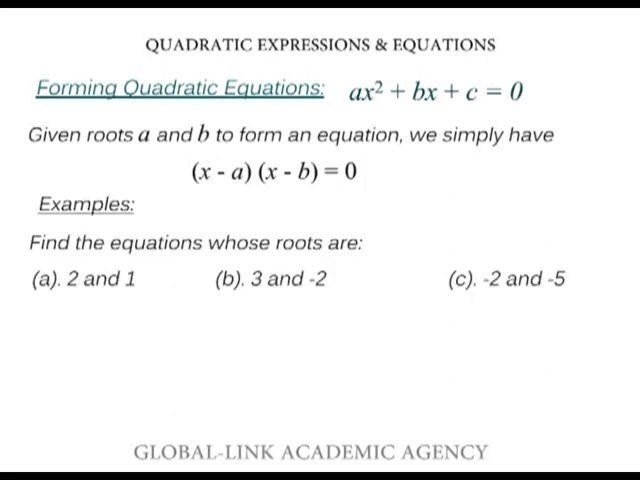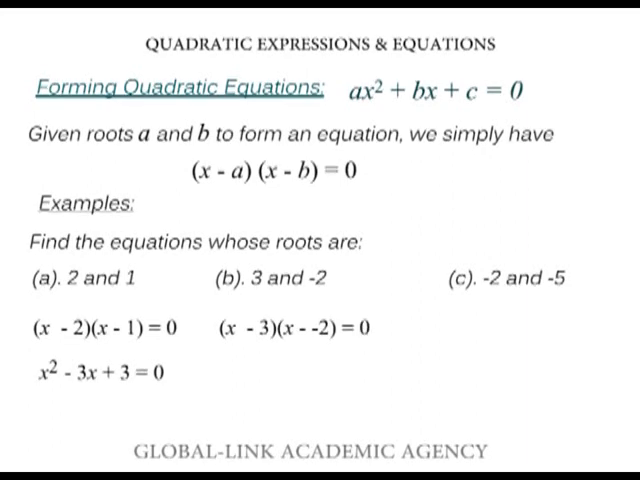For example, find the equation whose roots are a, 2 and 1, b, 3 and minus 2, and c, minus 2 and minus 5. In our solutions, a, x minus 2 times x minus 1 is 0, and we expand, we get x squared minus 3x plus 2 is 0. b, x minus 3 times x minus minus 2 is 0, we expand and we shall get x squared minus x minus 6 is 0.